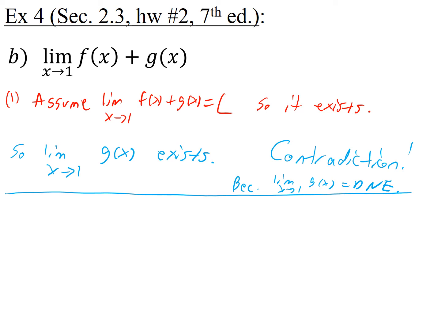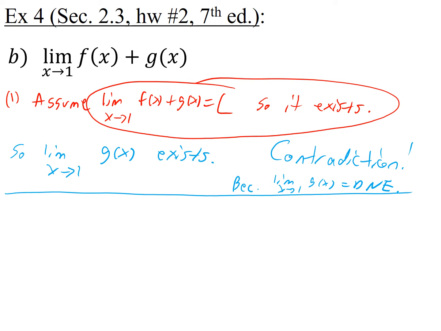Therefore, the original assumption I made, that's in red here, that the limit as x goes to 1 of f plus g exists, must be wrong. Therefore, the limit as x goes to 1 of f of x plus g of x cannot exist, and you're right, it does not exist here.